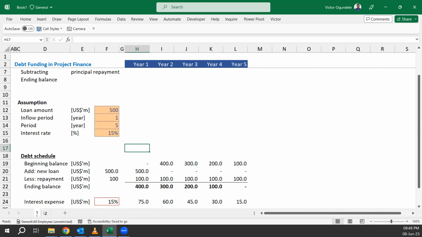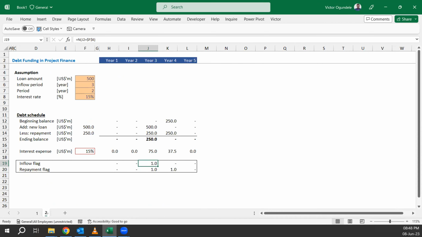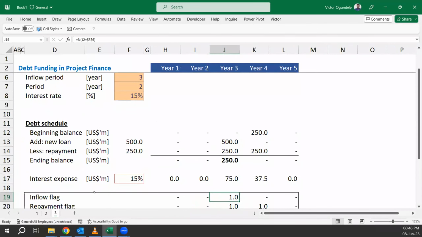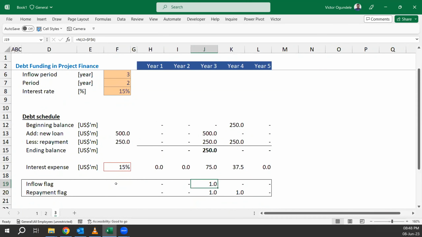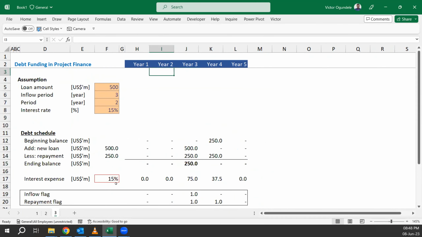So we've taken a look at case 1 and case 2, and let's take a look at case 3. So I'm going to duplicate my case 2, and let me call this case 3. I'll just change the number to 3, and let me update our assumptions. So let's say our loan inflow period will come in year 1, and our repayment will be over 5 years. Let's keep the interest constant.